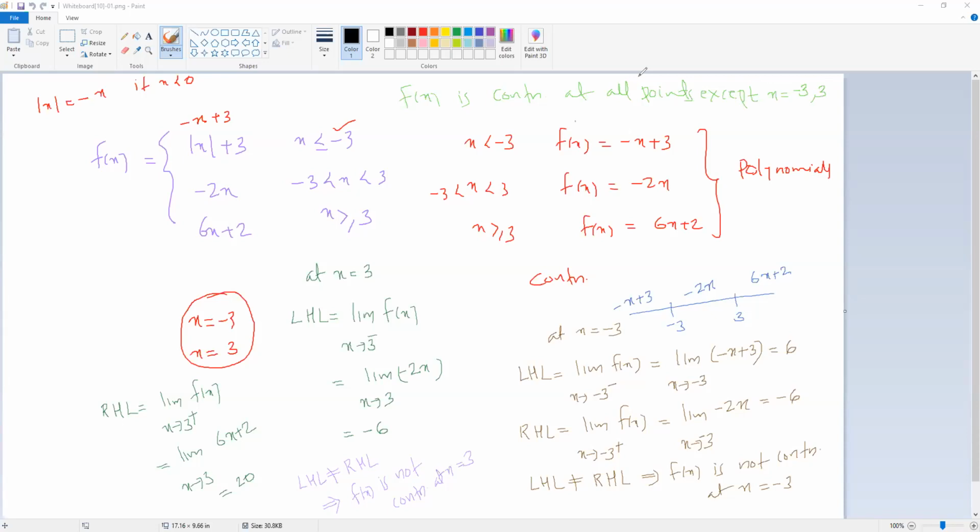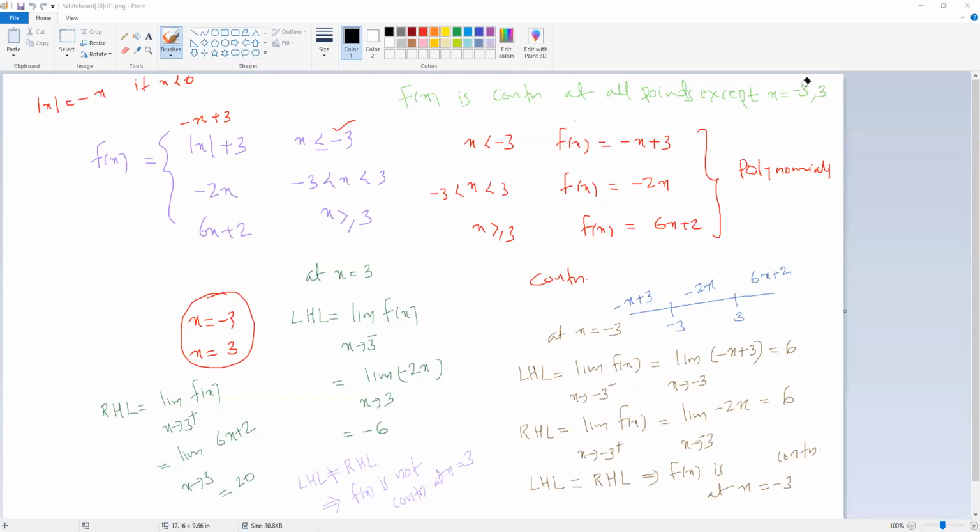Just 1 second. There's a mistake. Minus x is approaching to minus 3. So minus 3 into minus 2, it is 6 only. So LHL is equal to RHL because दोनों हमको 6 मिला है. So it is continuous at x is equal to minus 3.